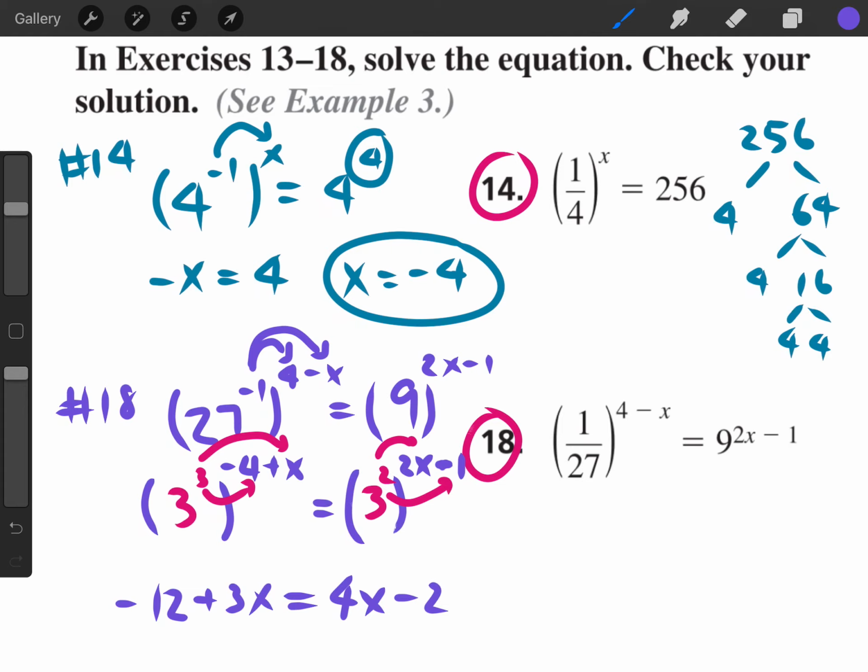Go ahead and solve it. I'm not going to waste your time on this. Actually, I need to waste your time. So add 2 on both sides and subtract 3x on both sides. You should find that x equals -10.